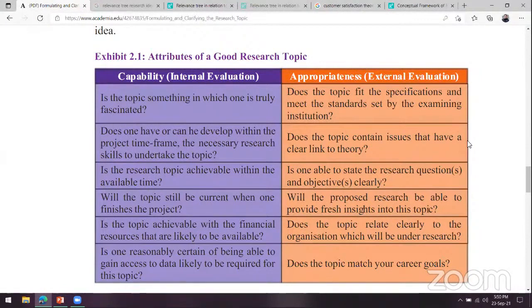Are you able to complete within 2 years or 1 year or 1.5 years for your master's, or 2 years or 3 years or 4 years for your PhD? Remember, always remember, time is your biggest enemy. Then will the topic still be current when the project is finished?